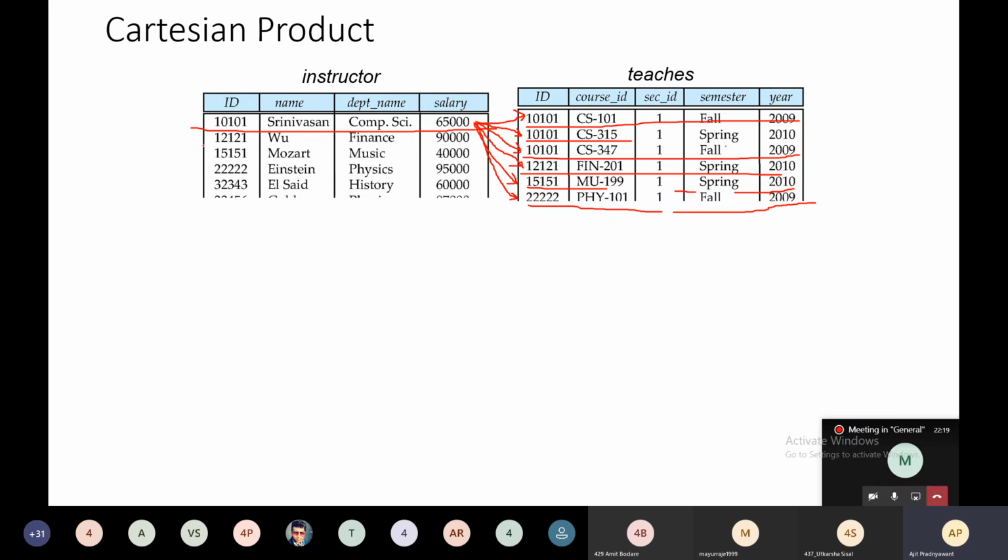Similarly, the second row will map to every tuple in the teachers. So it will map to the first tuple, it will map to the second tuple, it will map to the third tuple, it will map to the fourth tuple, it will map to the fifth, and also it will map to the sixth tuple. So this is called the Cartesian product.